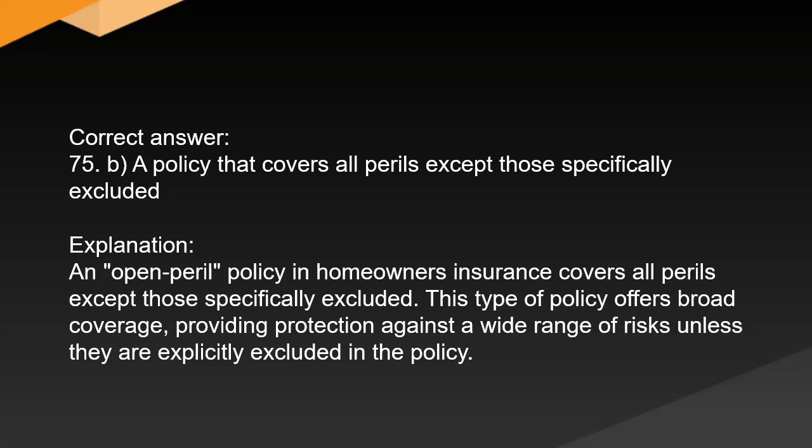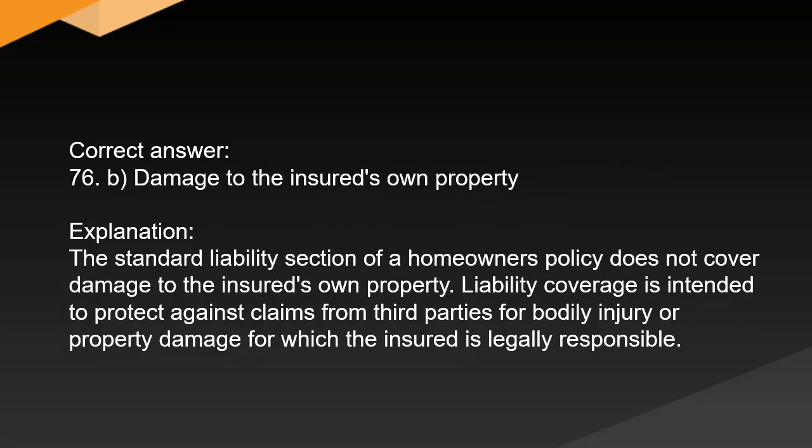Explanation. An open peril policy in homeowners insurance covers all perils except those specifically excluded. This type of policy offers broad coverage, providing protection against a wide range of risks unless they are explicitly excluded in the policy. Correct answer. B. Damage to the insured's own property.